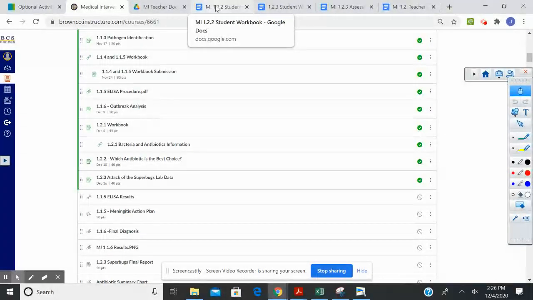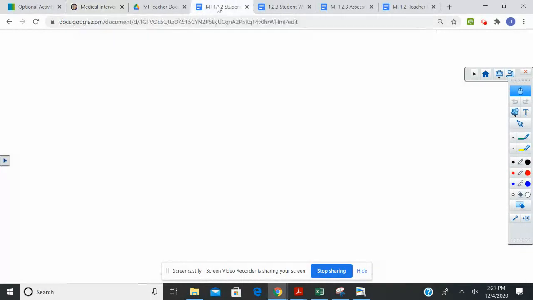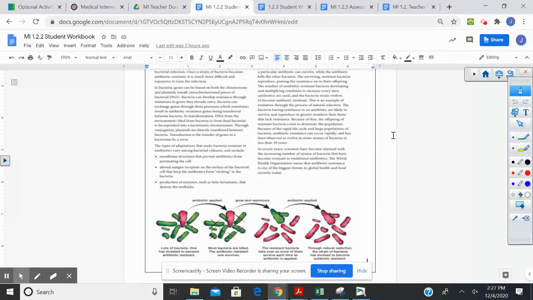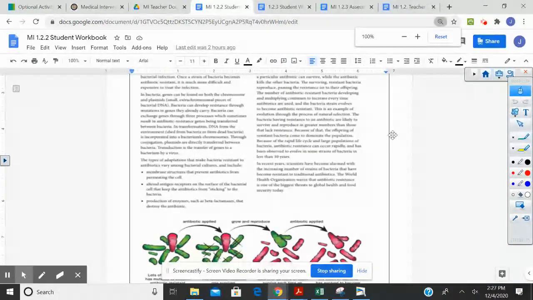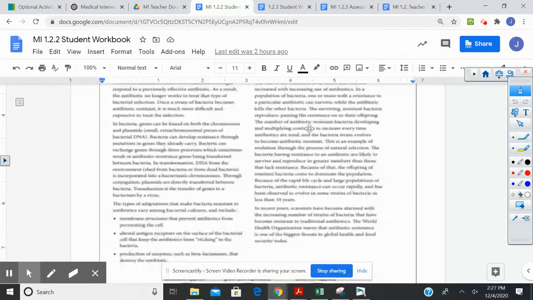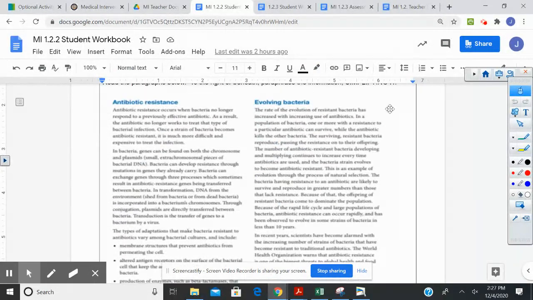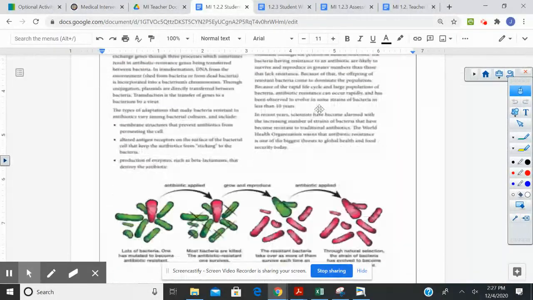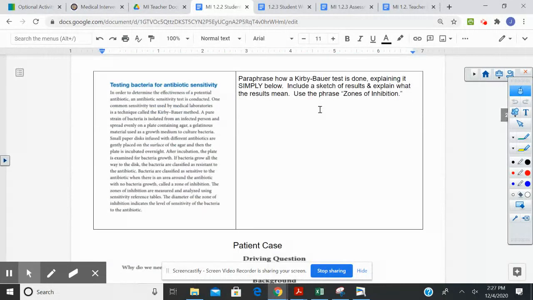So this is the 1-2-2 activity. Basically, you're going to read through here. You may need to zoom in a little bit on some of this. If you just hit Control+, it will typically zoom you in to where you can read that a little bit better. It is copied from another text, so it may be a little more difficult to read. So you're going to read through this, read the paragraphs, and then you're going to paraphrase how a Kirby-Bauer test is done.